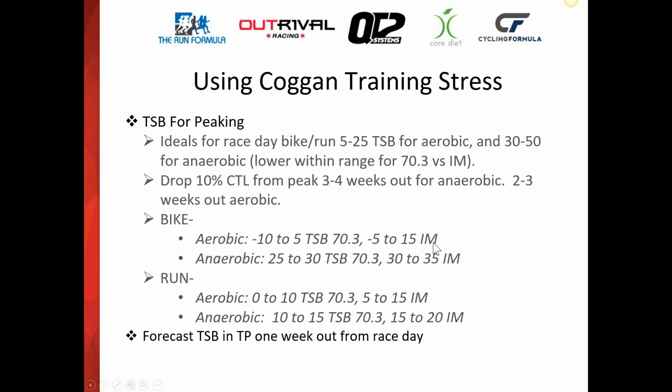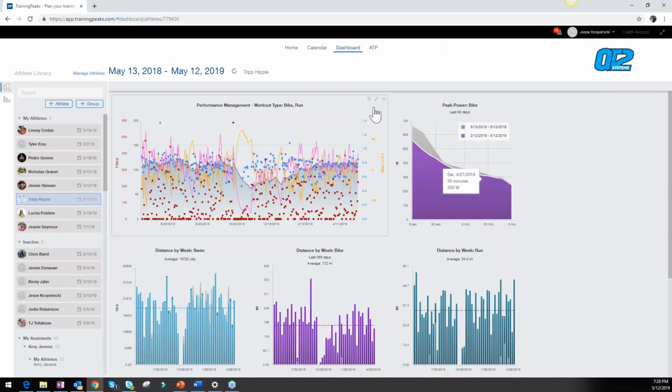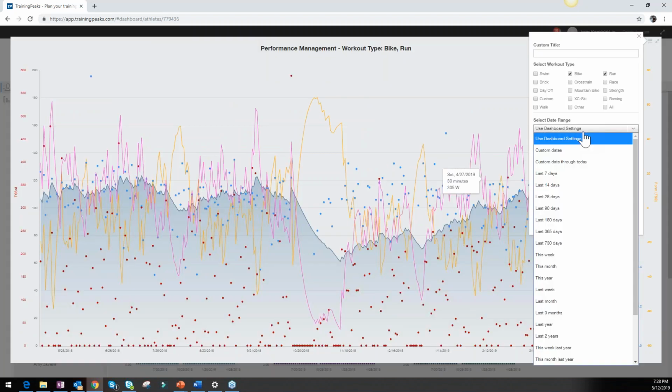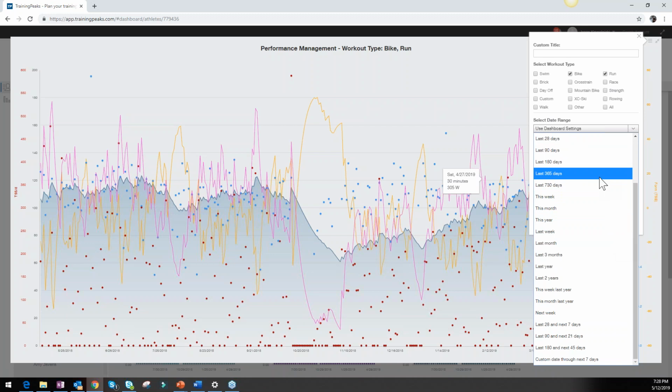So as you're getting 10 days out from the race with the athlete, you're referencing what TSBs you're targeting. And then you can actually forecast it, which is what I have here. And I want to show this. This is an important feature. So if I come to Tripp's chart here and maximize it, just so we can focus on this for a minute, and then change the duration. I'm going to change it from 365 days. I'm going to change it to the last 90 days and next 20.